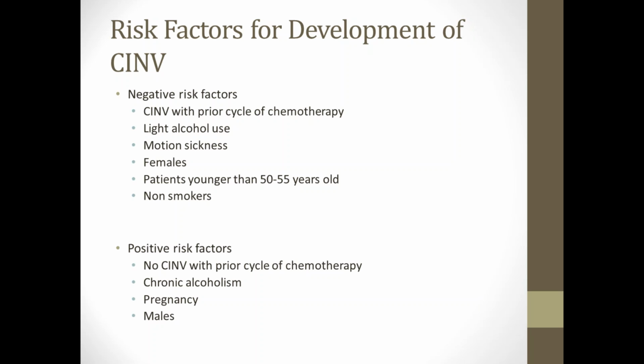The protective factors are obviously not having chemotherapy-induced nausea and vomiting with a prior cycle. Patients who are alcoholics have actually been seen in trials to not develop as much nausea and vomiting from chemo as patients who don't drink. If you've been pregnant before, that is a protective risk factor, and males are less common than females to develop CINV.